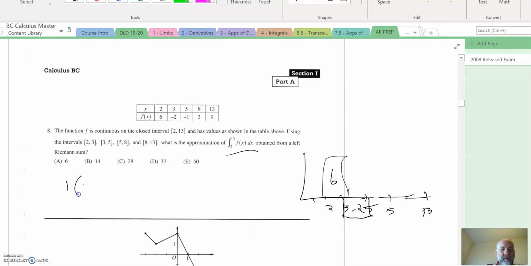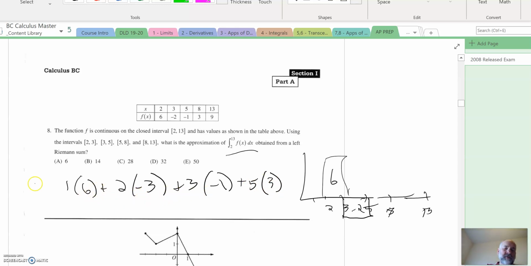Okay, so I get it. The first area would be 1 times 6. And the next one would be a width of 2 times -3. And then the next one would be 3 units wide from 5 to 8, and the height is -1 because that'd be the height at 5. And then at 8, the width of that one is from 8, sorry, the handwriting's bad, to 13. So that'd be 5, and the height on that would be 3. So it's 15, 21. I'm adding them up. So it's 21 minus 6.